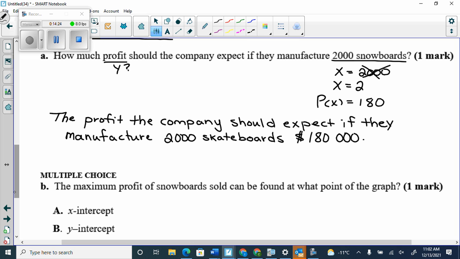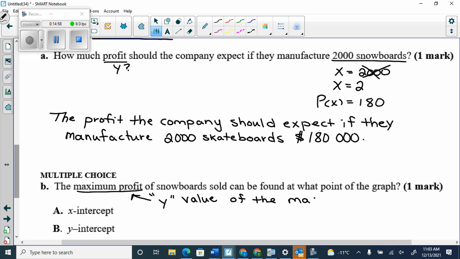Then B says the maximum profit of snowboards sold can be found by using what point on the graph? Maximum profit. Profit is X or Y? Y. So we need the Y value. And whenever it uses the word maximum or minimum, it's literally telling you to find the max or the min. The problem with the max or the min is you always have 2 options, right? You get profit or you could get maximum number of snowboards, right? Both options. So we just have to see what it says. So they want the maximum profit of snowboards sold. So we want the Y value of the maximum.